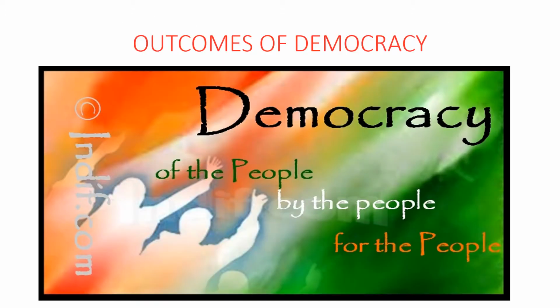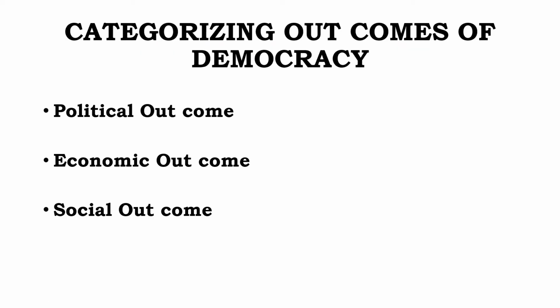In the first video we had seen that democracy is the government of the people, by the people, for the people, because of its best outcomes. We had covered political outcomes in the first video. In this video we are concentrating on two more outcomes. One, economic outcome, and second, social outcome. So let us see what are the economic outcomes of democracy.